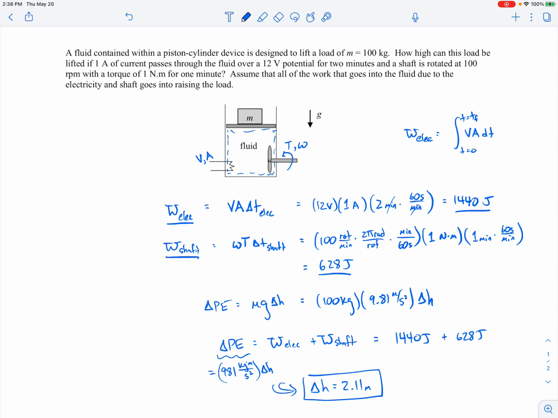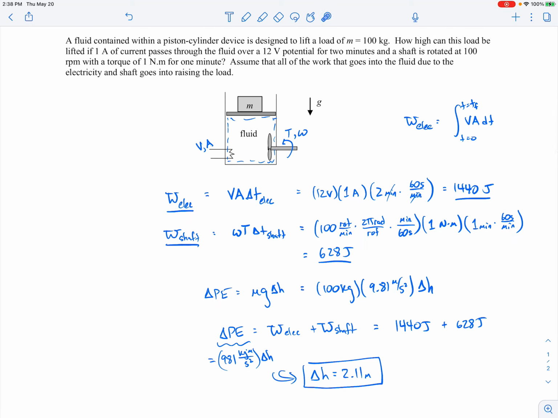So just to kind of recap this problem, it's essentially a first law kind of problem. We're relating changes in energy to the work being done on the system, the fluid here. And the work done by electricity is voltage times amperage multiplied by the time. So voltage times amperage would be the power, which we would write as W dot. So this would be like the power by the electricity, and you multiply that by time to get the work.